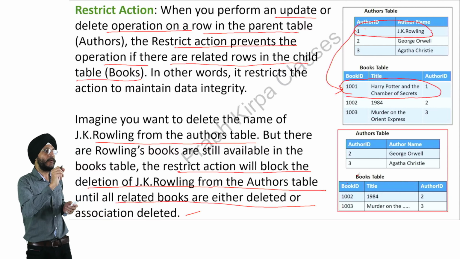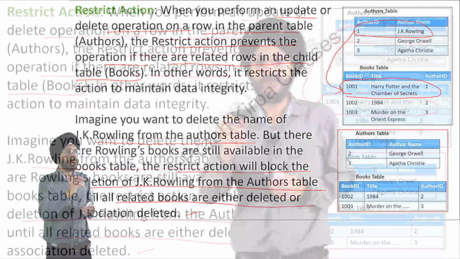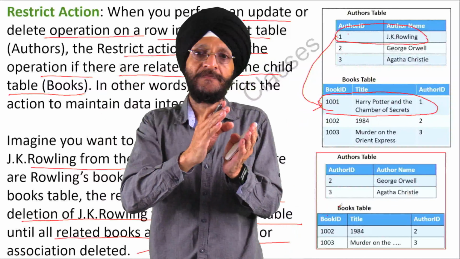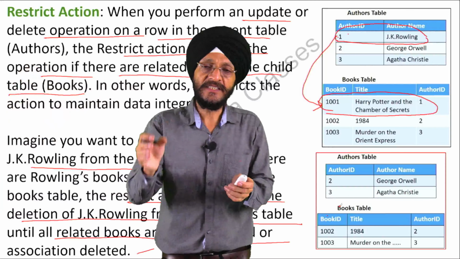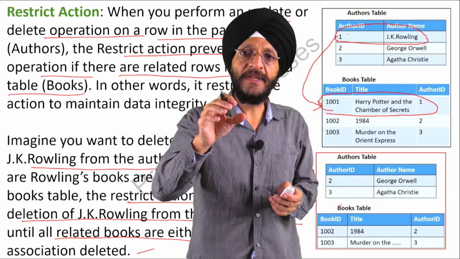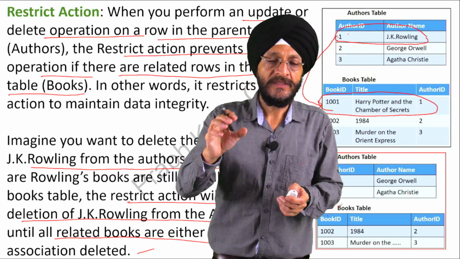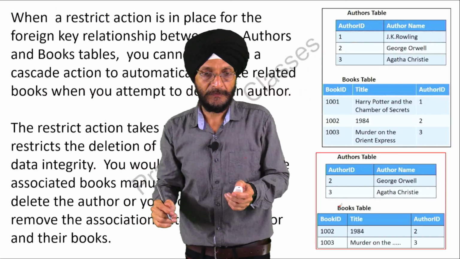Here it is important to note that restrict action takes the first place and the cascade action takes the second place. That is, if restrict action has been allowed in the system, then restrict action will take precedence over the cascade action.